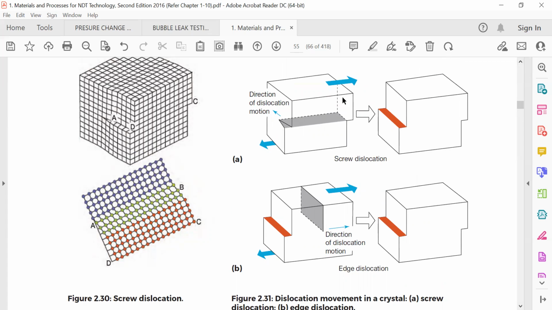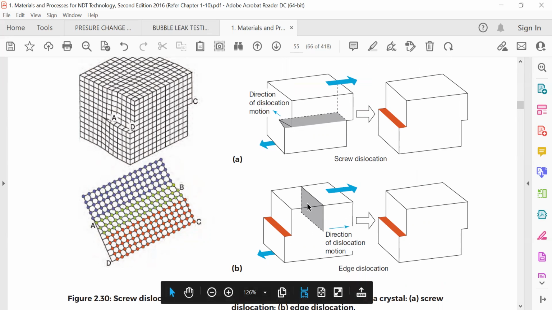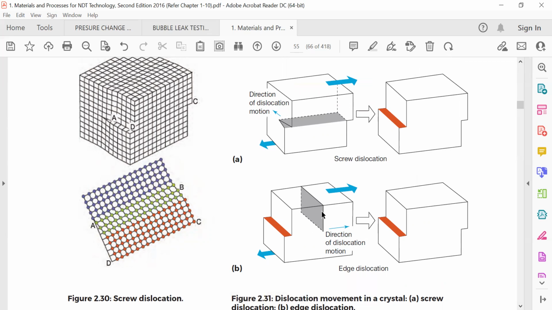So in screw dislocation, both are moving apart. And in edge dislocation, the direction of this dislocation motion is slightly rotating, and this is just opposite.